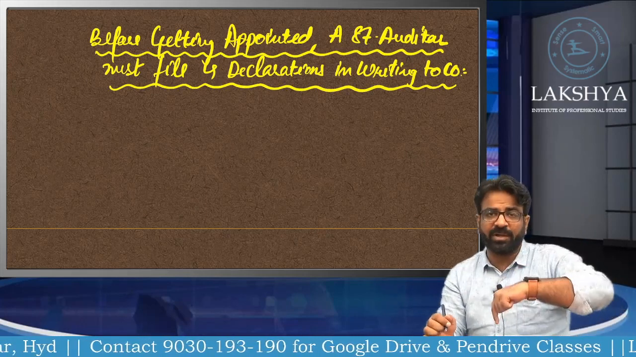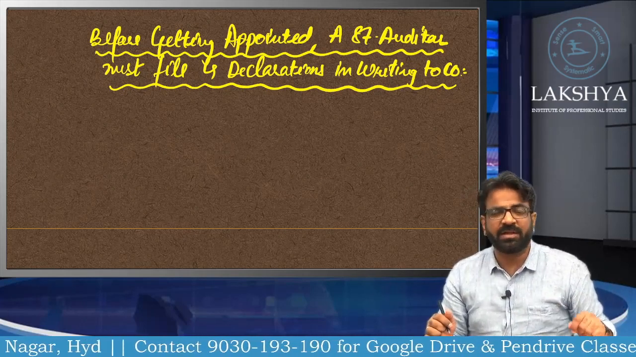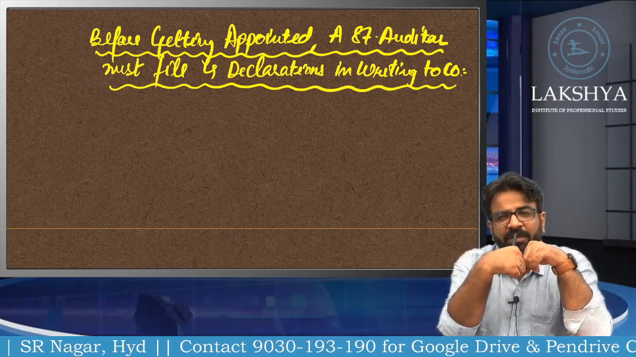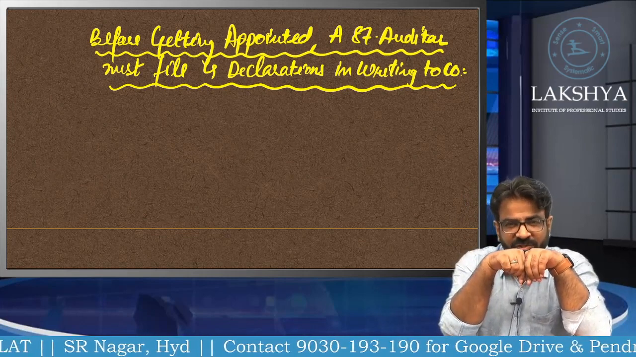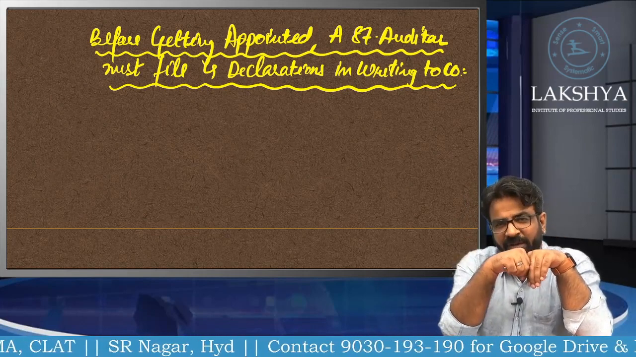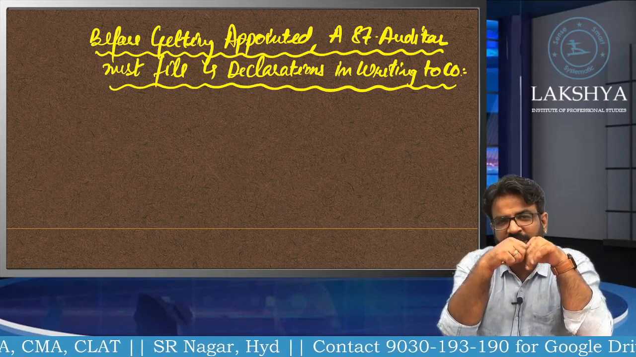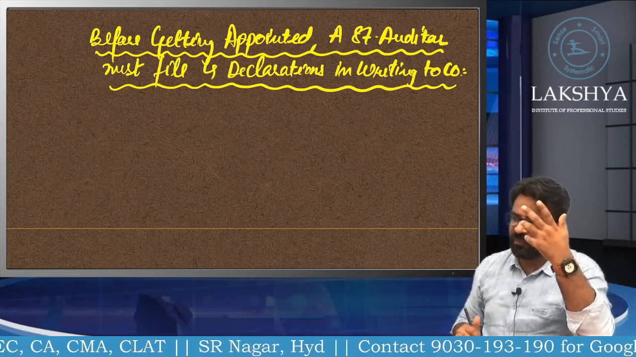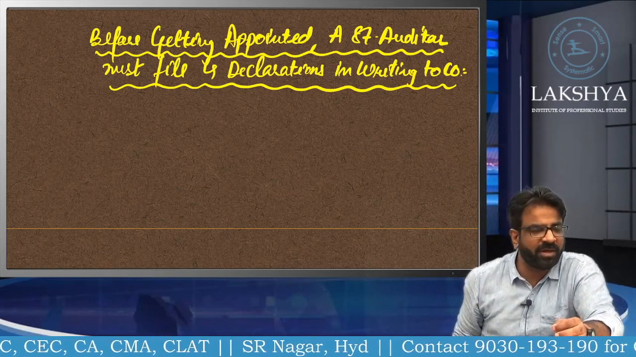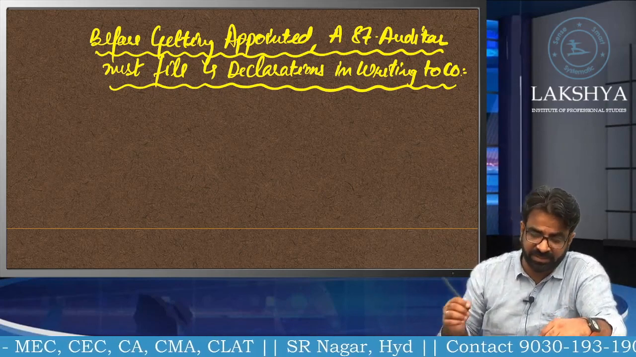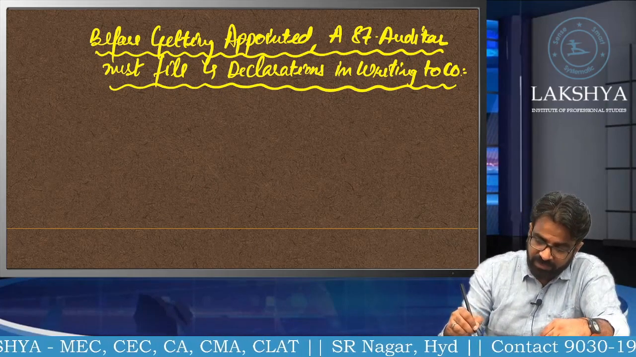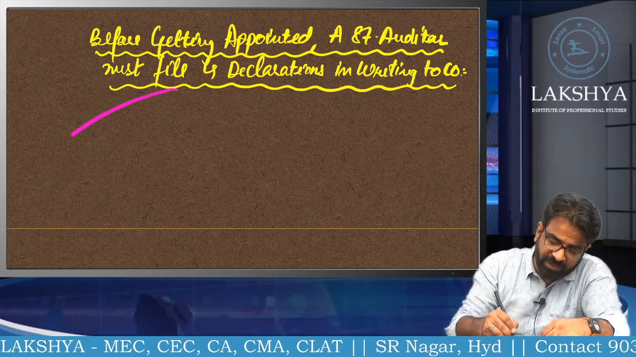Now, after getting appointed or before getting appointed? Sir, tell me one thing. Will you tell the company that you are disqualified to be a statutory auditor after getting appointed, or before getting appointed? Obviously before getting appointed. So before getting appointed, a statutory auditor has to give the 4 written declarations. So what is declaration number 1? We will do this carefully now. What is declaration number 1?